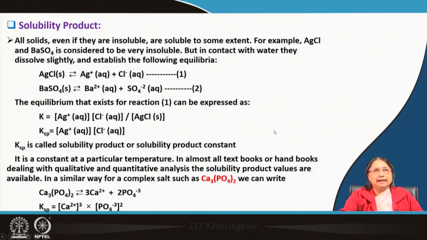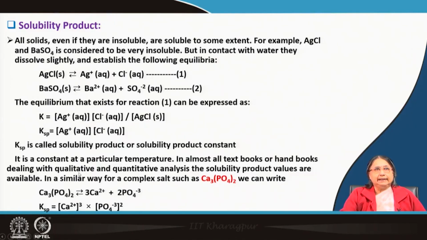We have seen that there are different ways we can express the equilibrium constant. Say for example, in case of acid dissociation we write Ka, in case of weak base dissociation we write Kb, in case of water dissociation we write Kw. Here also we write that way. This is also an equilibrium constant, but we call it the solubility product and we express it in this way, Ksp. This is a very important term for chemical equilibrium.